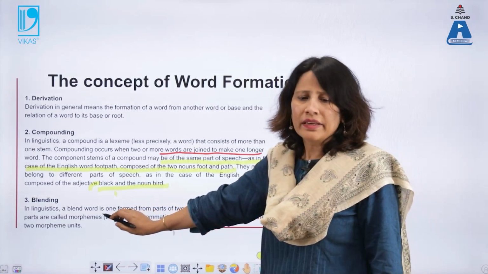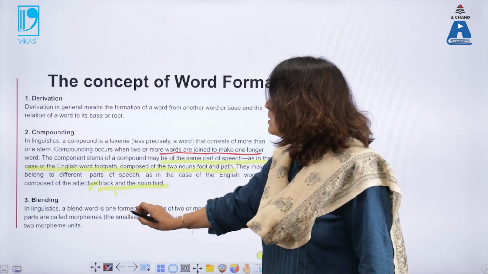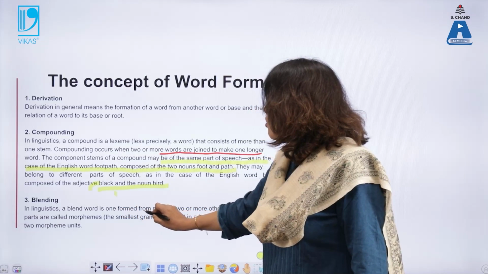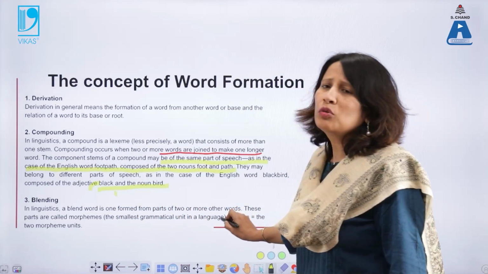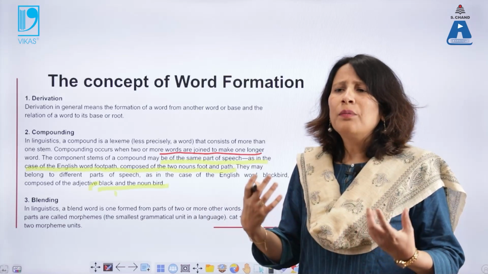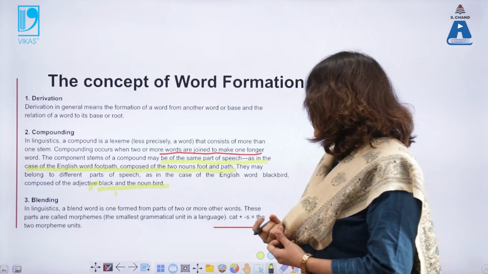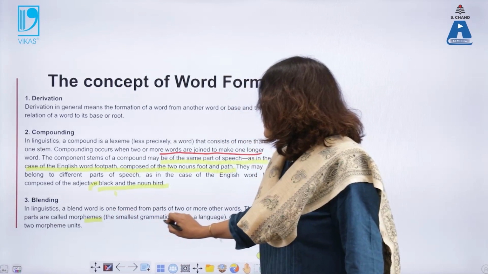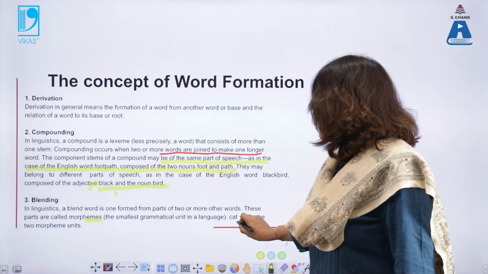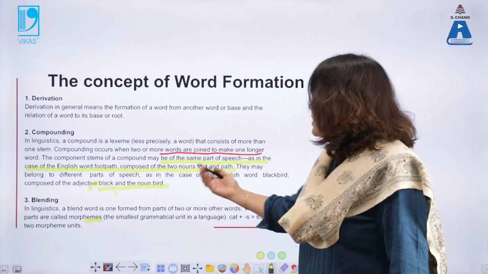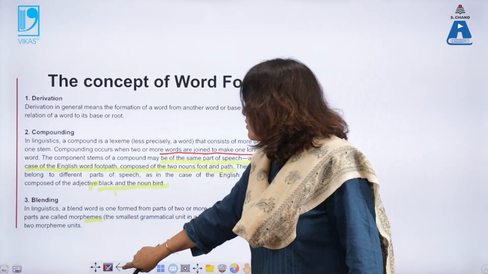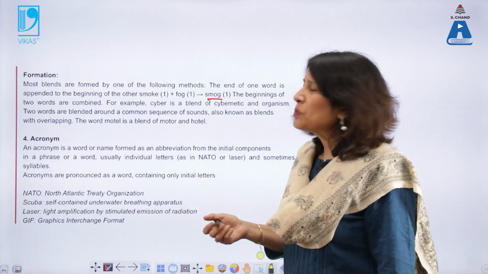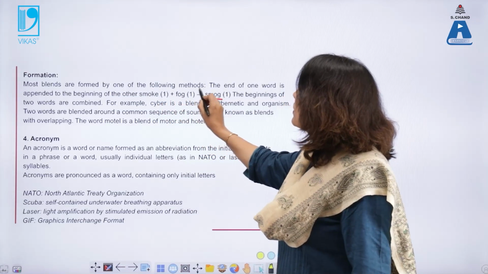Third is blending. In linguistics, a blend word is one formed from parts of two or more words. That means a blend of two words or other words. These parts are called morphemes, the smallest grammatical unit in a language. We have several examples. We can proceed and then we will discuss the examples a little later. Formation. Most blends are formed by one of the following methods.